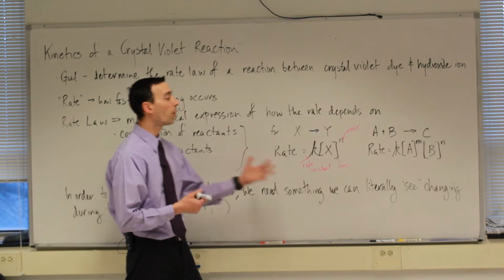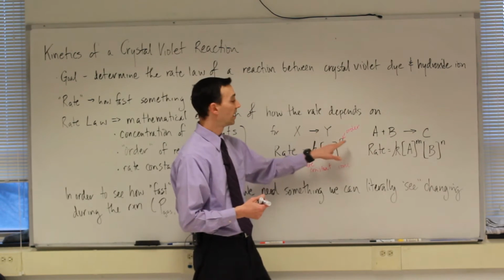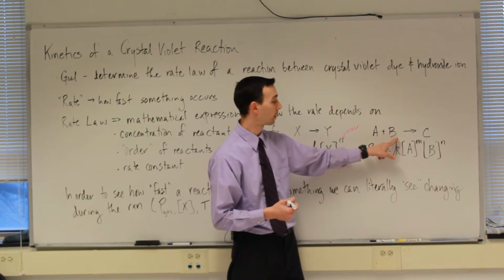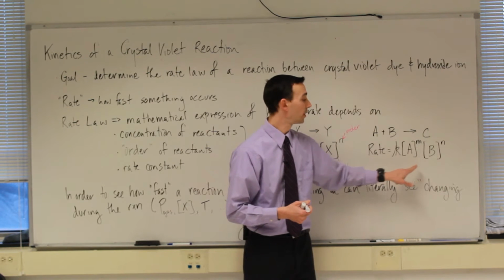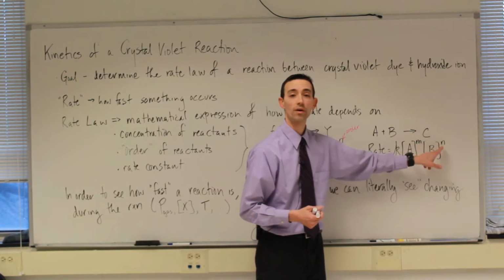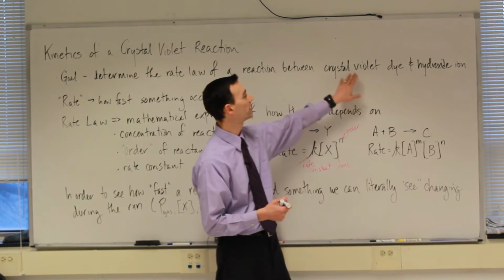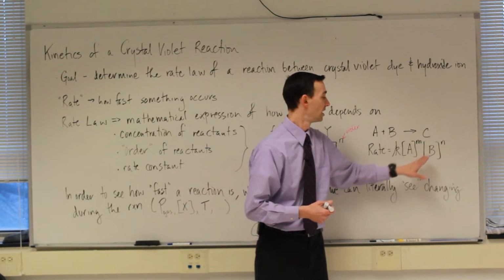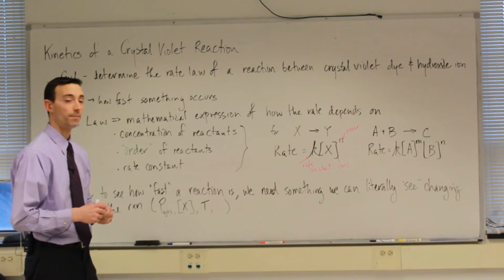Now, if you had multiple reactants, instead of just X turning into Y, if you had two things that had to react, A plus B, for example, each would be reflected in the rate law with its own respective, potentially unique order. This is the case in today's reaction, where we're going to have crystal violet collide with hydroxide ions, so each is going to need its order. I'll come back to that in a little bit.